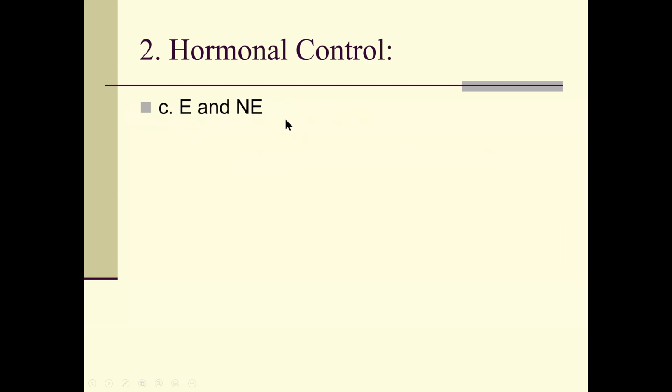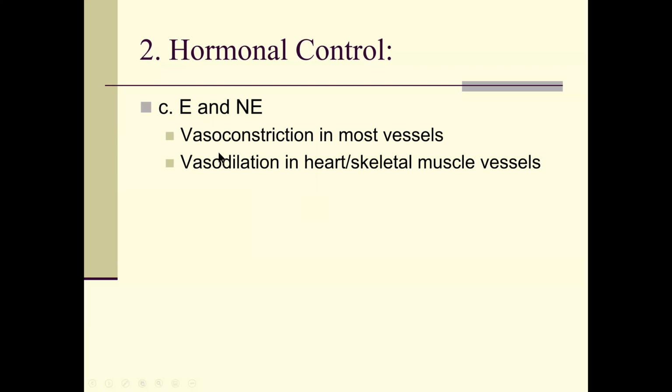We have epinephrine and norepinephrine. Vasoconstriction in most vessels, vasodilatation in the heart and skeletal muscles. Epinephrine and norepinephrine are released during sympathetic stimulation, during the fight or flight reflex. They are released by the adrenal gland. When that T-Rex is chasing us, we need blood flow to the heart and the skeletal muscle.